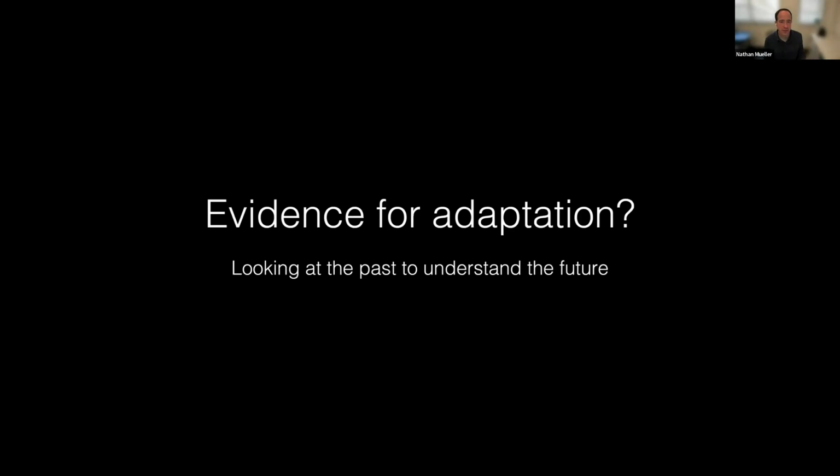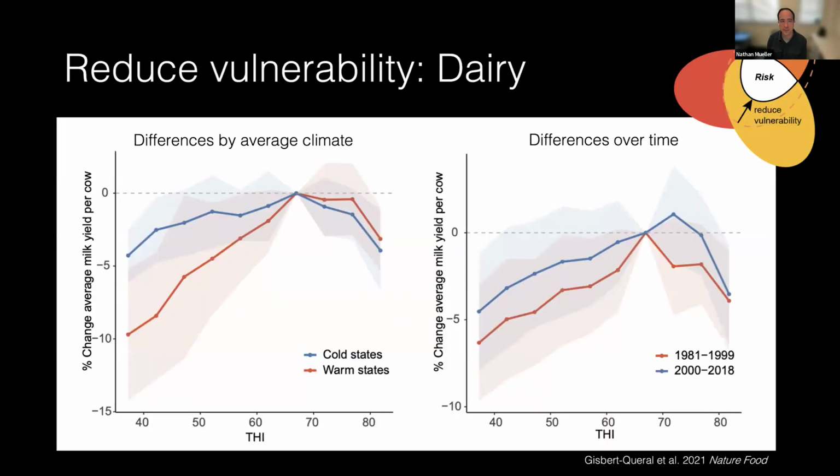All right, so those are some different climate hazards. And now I want to talk a little bit about evidence for adaptation, looking at some of these different systems. And so specifically looking at the past to try and understand what might happen in the future.